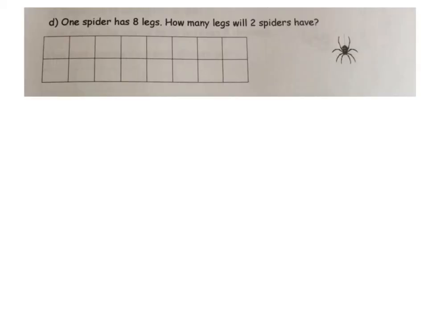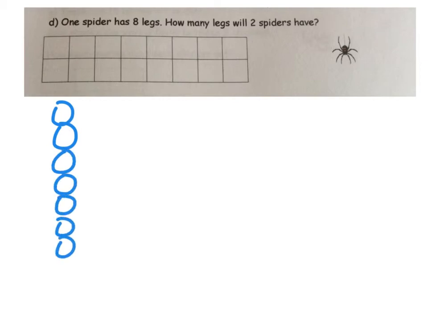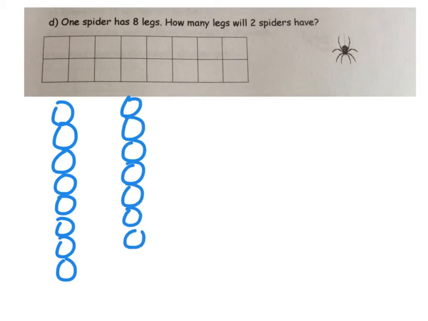Next question. One spider has 8 legs. How many legs will 2 spiders have? I've set this up to show you that actually if you were doing this, you think, well, it's the 8 times table. That's 1, 2, 3, 4, 5, 6, 7, 8. That's one spider. 1, 2, 3, 4, 5, 6, 7, 8. That's 2 spiders. So what your child is actually doing is 8 add 8.